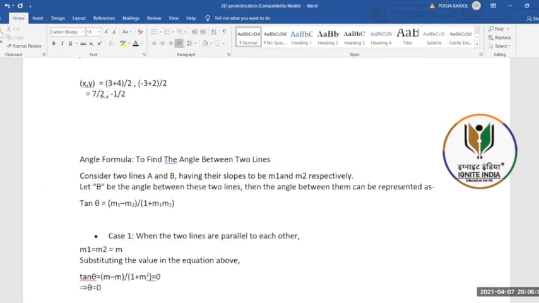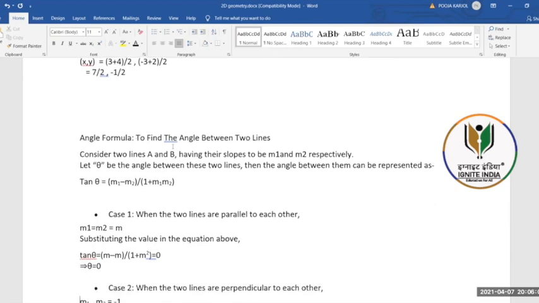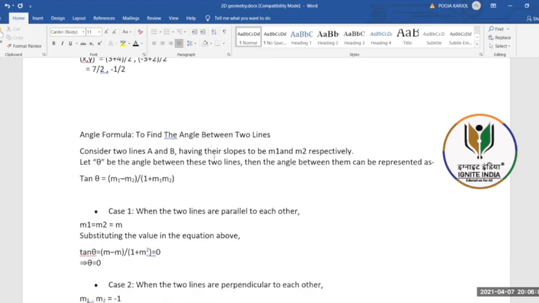Now I will do that angle thing. See, the angle formula, to find the angle between two lines on a Cartesian plane. The general formula is with the slopes. Two lines A and B are there, and their slopes are m1 and m2 respectively. If theta is the angle between these lines, tan theta is equal to (m1 minus m2) upon (1 plus m1 into m2). Then you write plus or minus, but you can skip that for now. In some types of lines, you can write the answer directly.